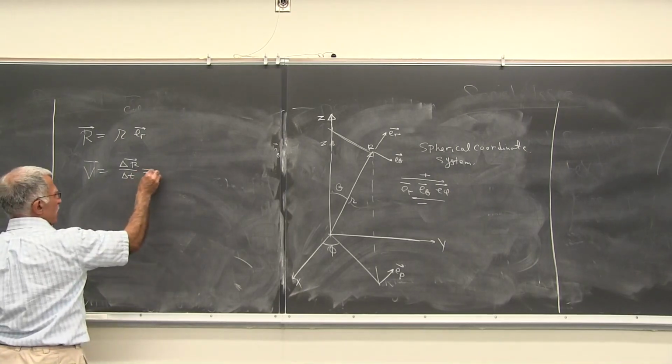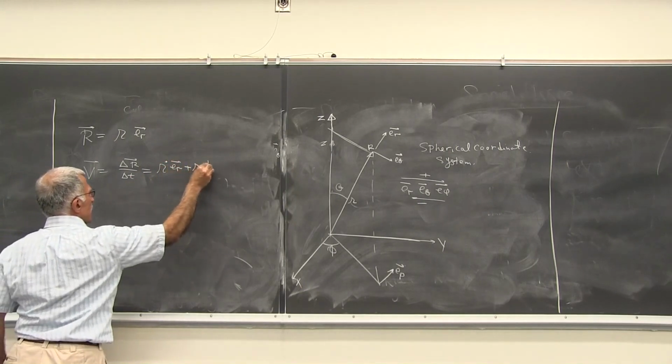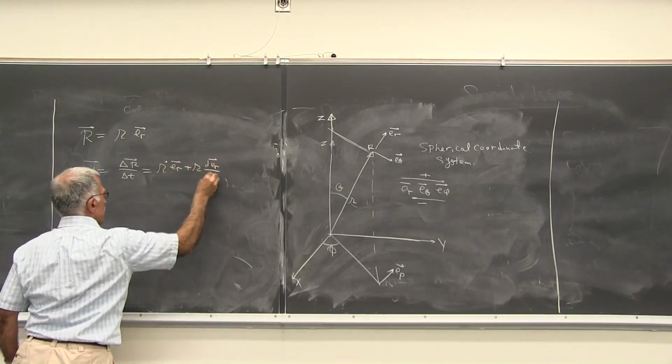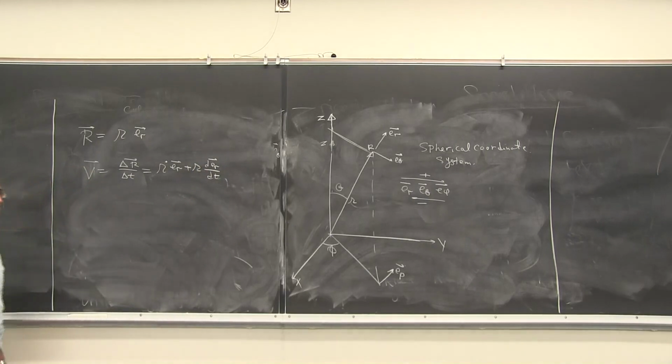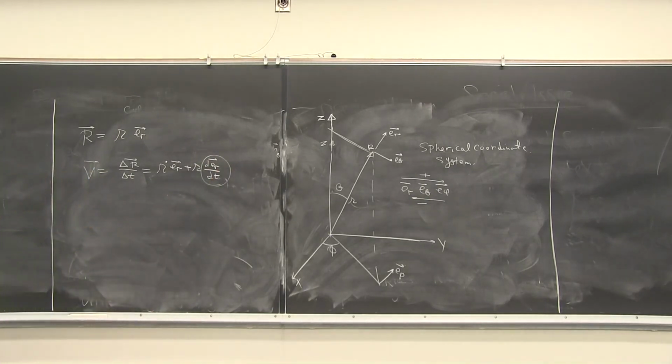And that would be equal to r dot er plus r der dt. Now the question is what is der dt? How do I find that?